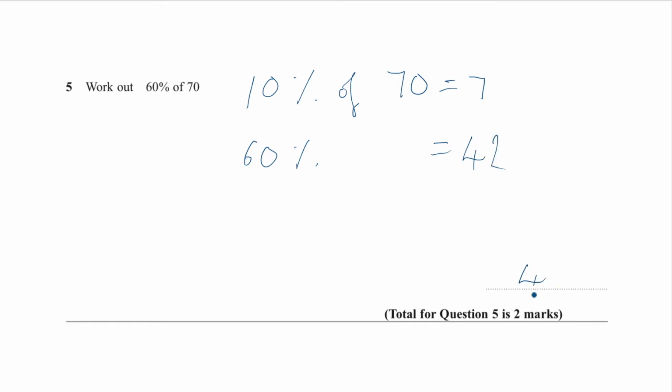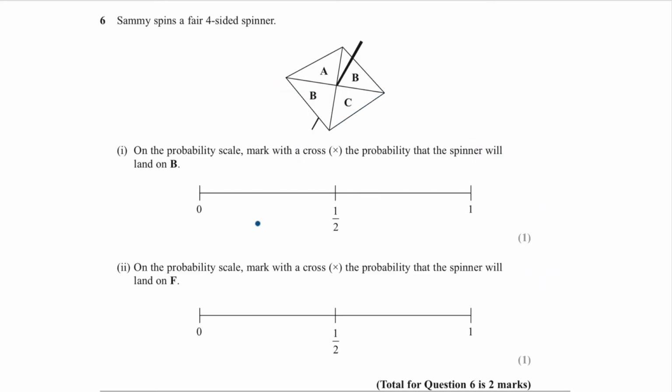Question 5, work out 60% of 70. Well, 10% of 70 is 7. Simply divide by 10. So we want 60%, so we want 6 lots of 10%, so 60% must be 6 lots of 7, which is 42. There's our answer, 42.